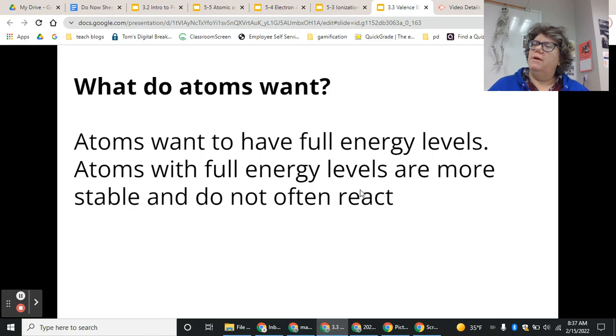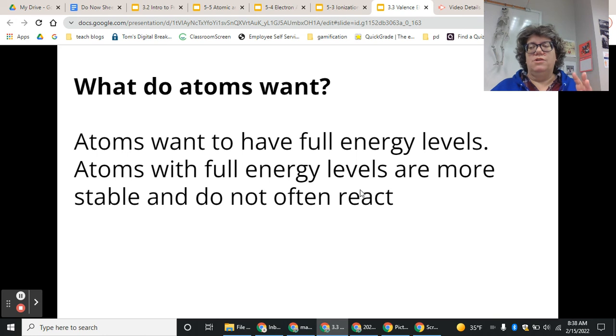So when we talk about atoms, I know I've said this before when we talked about photons and light and energy when we were making our sparklers, but atoms want full energy levels. It makes them stable. Like I said, everything in nature just wants to be stable. One thing that makes atoms stable is to have full energy levels. So if they have an outer energy level with just one electron, they're going to want to donate, get rid of that electron, share it with somebody, somehow get rid of it so that they have full energy levels.